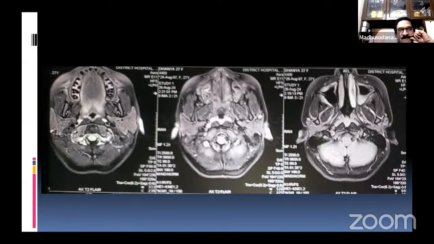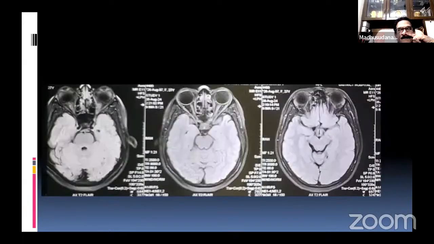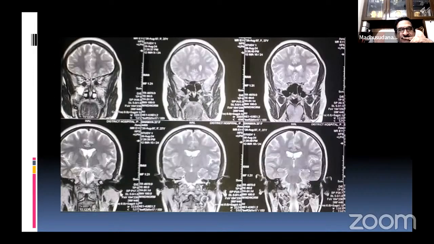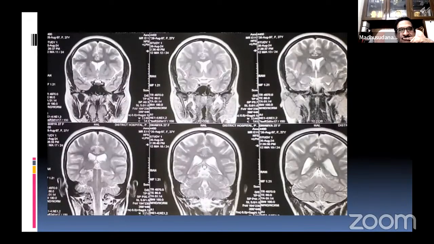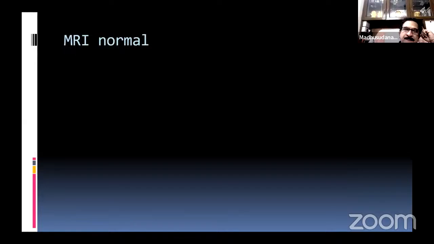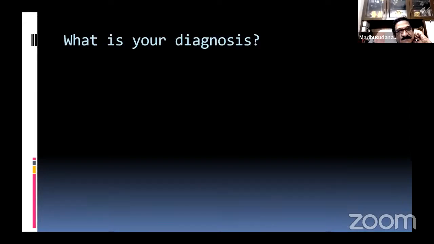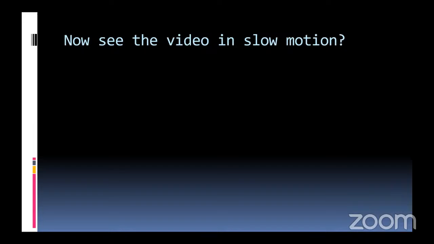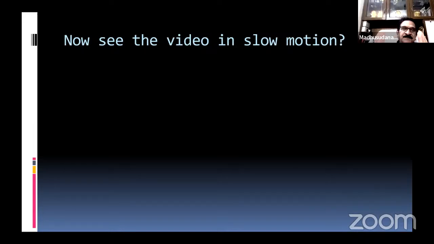This is the MRI. There is no lesion in the brainstem. The site of lesion for seesaw nystagmus is classically in the midbrain. The usual cause is a sellar or parasellar mass lesion compressing the upper midbrain. So the MRI is normal. What is the diagnosis now? No lesion in the brainstem. Congenital. Very good.